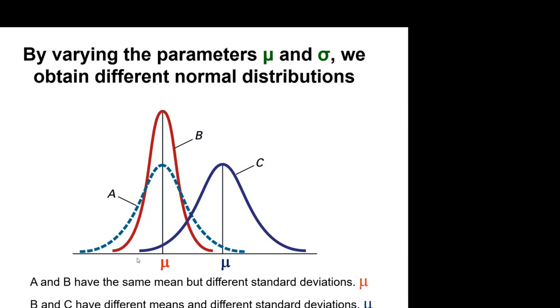Again, because if you look at distribution B, it is more narrow towards its mean, whereas distribution C is more dispersed, wider and more scattered away from its own mean. So we're saying that distributions B and C have different means and different standard deviations.